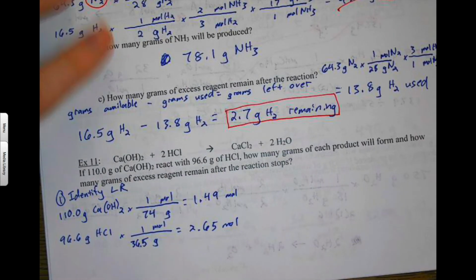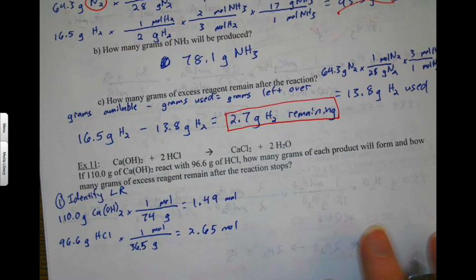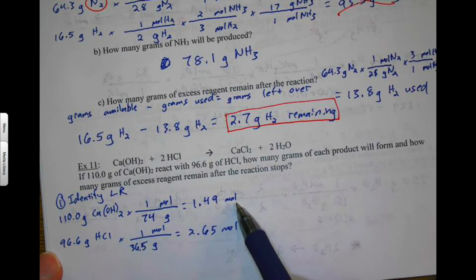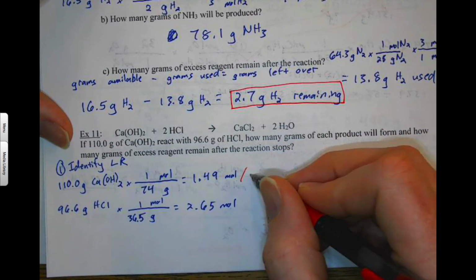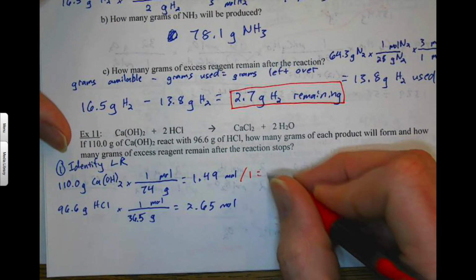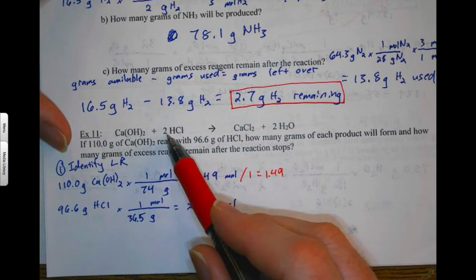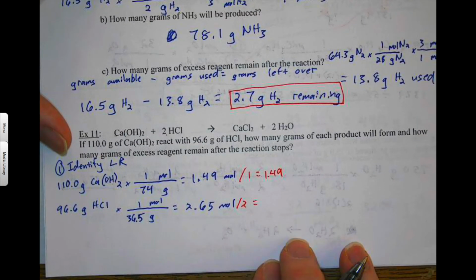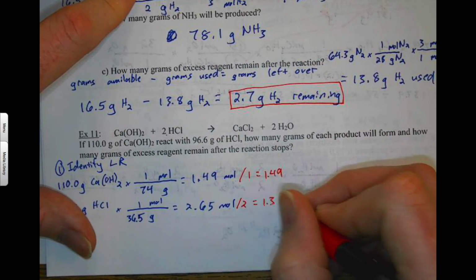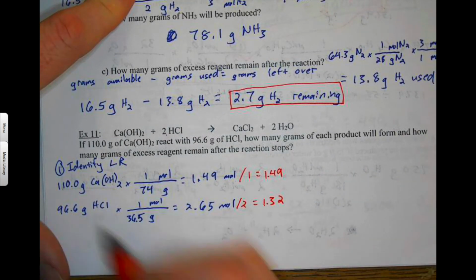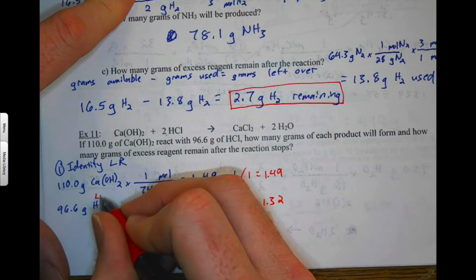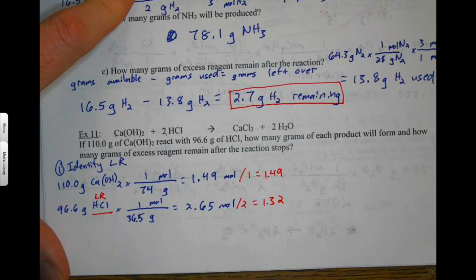Now you still can't stop there. That's the moles of calcium hydroxide, and this is the moles of HCl. Find the number of moles and then just divide by the coefficients. So the coefficient for this one is 1, and so we still get 1.49. And then the coefficient for this one is 2, so divide that one by 2. 2.65 divided by 2 is going to be 1.32. Okay? Now, whichever one is the lesser one is going to be your limiting reactant. So this guy is my limiting reactant. That's how you identify that.